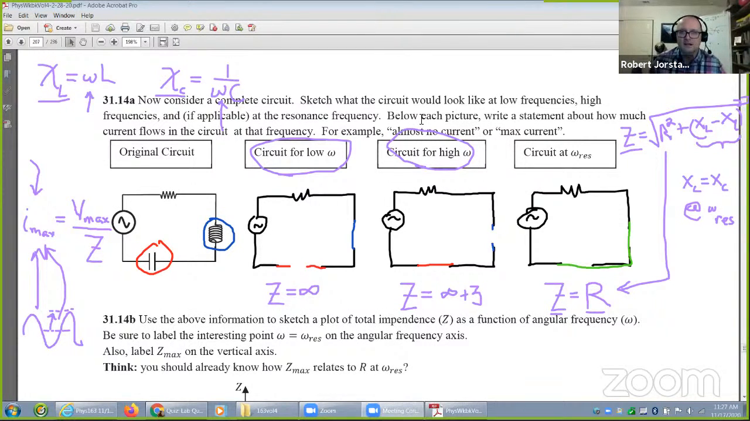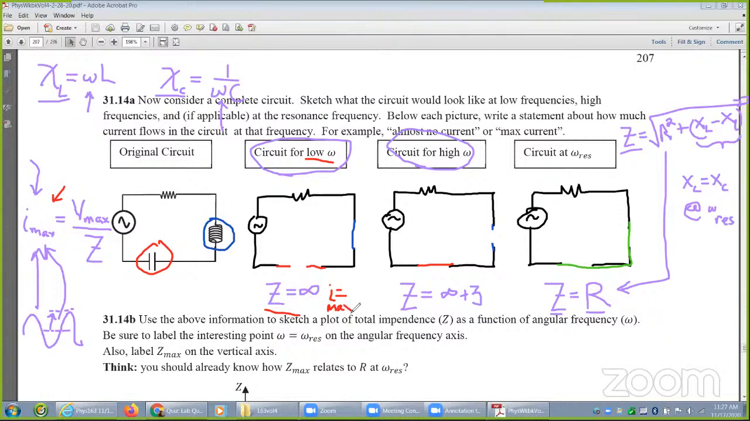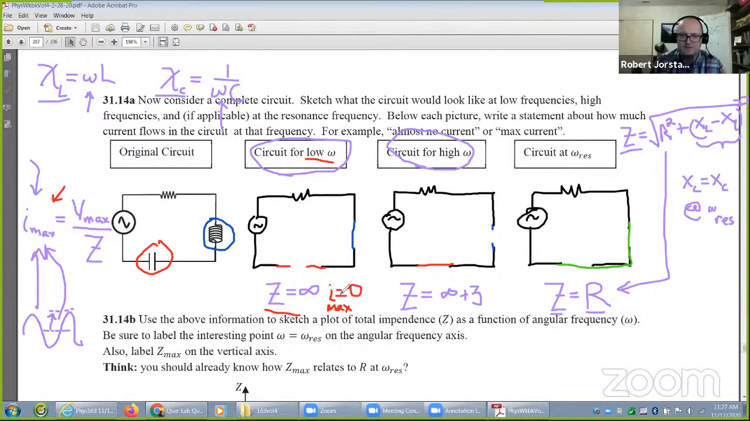All right. That said, let's focus on this. Let's do one more thing here. How much current is going to flow in this particular circuit, the low omega circuit? If Z is infinity, look at this. It's 0, no? Yes, exactly. No current flows, so that means the current amplitude is also 0.